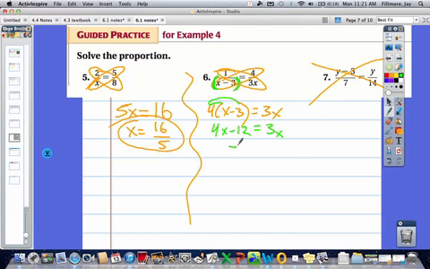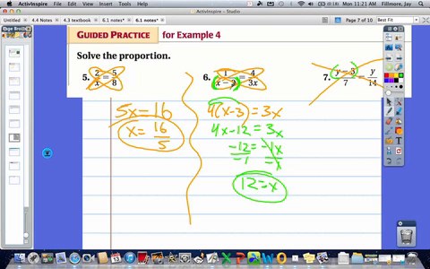If we subtract 4x from both sides, you end up with negative 12 equals negative 1x. And divide both sides by negative 1, so positive 12 equals x. So the big thing with proportions is when you cross multiply, keep any expressions in parentheses. So anytime you have a variable and you're adding or subtracting something, keep it in parentheses.